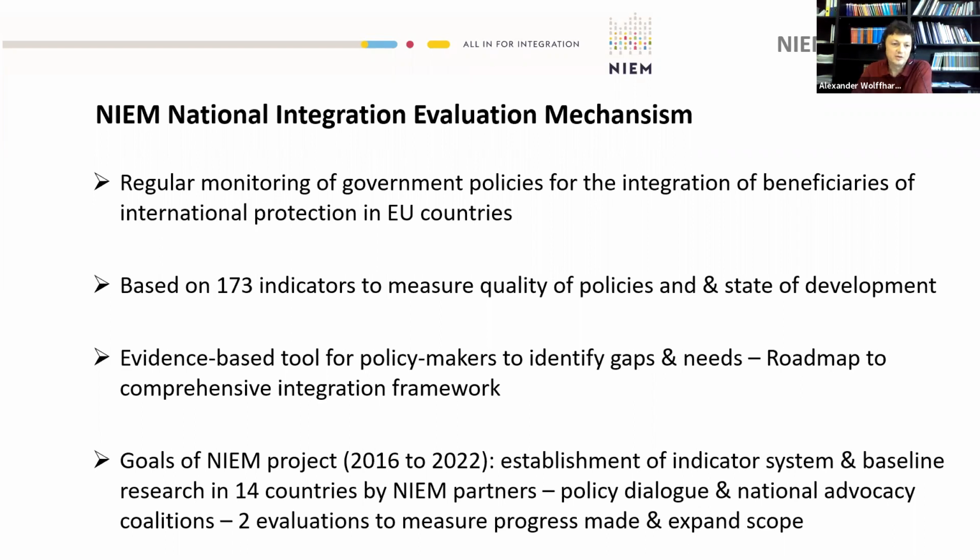The first step was to establish this indicator system and conduct baseline research in 14 countries that are involved. But Niem is not only about research, it is also about policy dialogue and the creation of national advocacy coalitions. So there is a very strong outreach element here. And then there are 2 rounds of evaluations to measure progress made and expand the scope of the research. What we present today and what we refer to in our new policy brief is the first evaluation, which is based on data from 2019, was published last year.